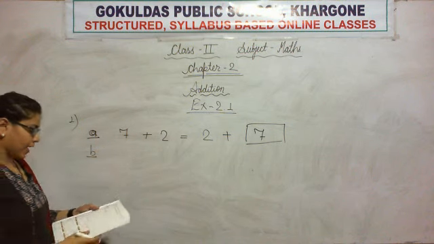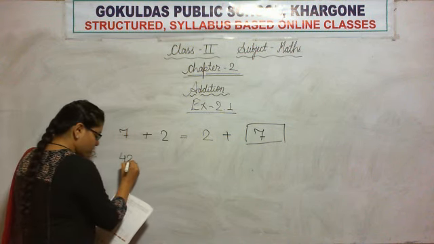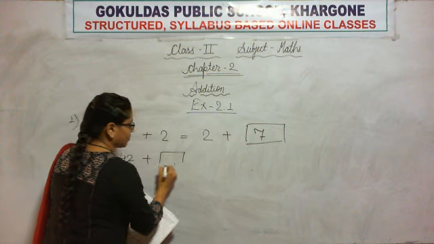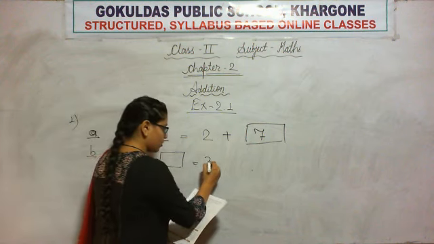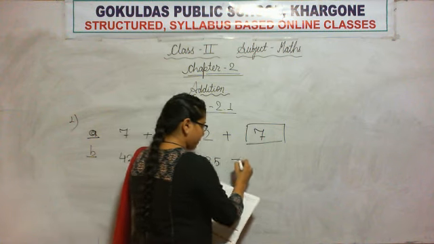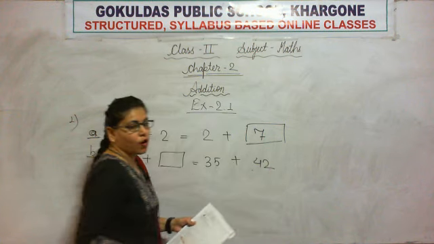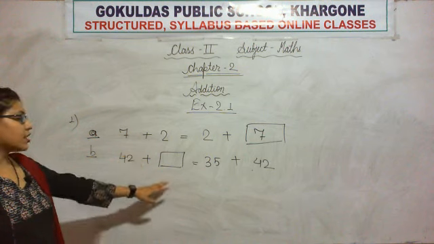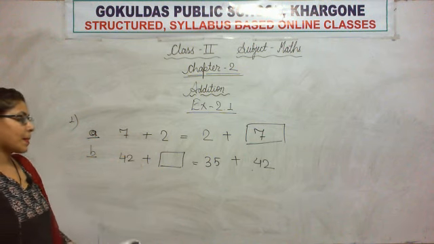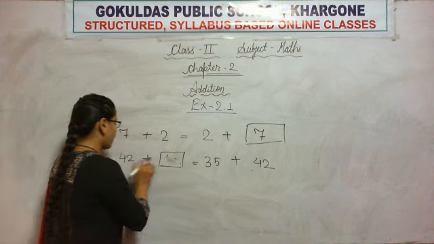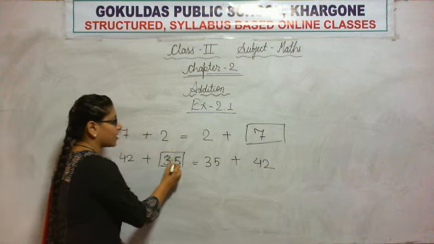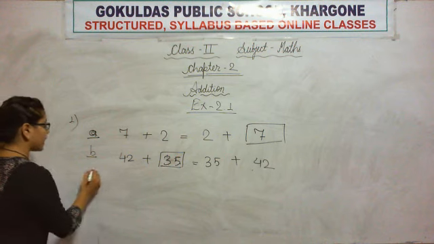Now part B. 42 plus this box is equals to 35 plus 42. Now what will come here? This is the question of order property. Very good. 42 is written here, so the number that comes here will be 35.